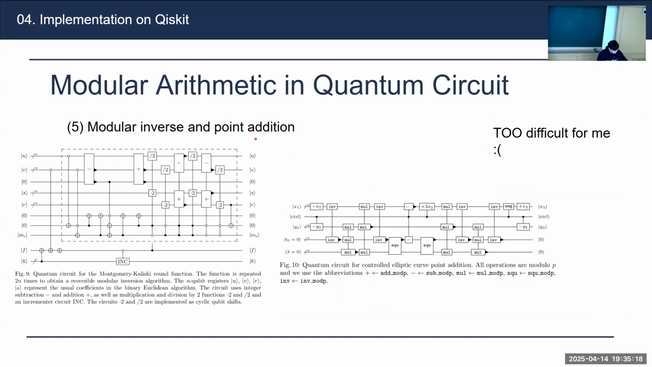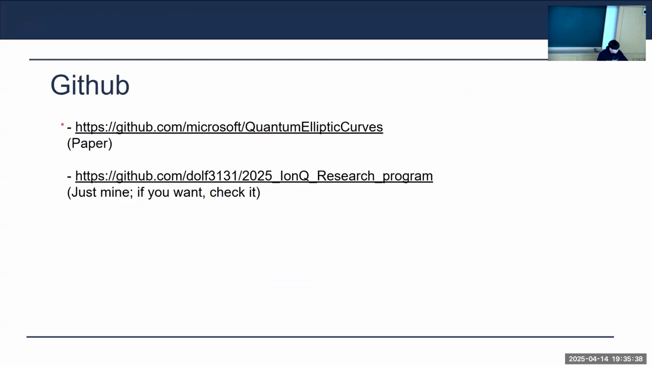Actually, it is a very hard modular inverse, if you want, and I'm just trying this problem. So this is difficult for me. So yes, and then this one is a GitHub, this one is a paper, and this one is just my quantum circuit code for Qiskit. So if you want, go and check.